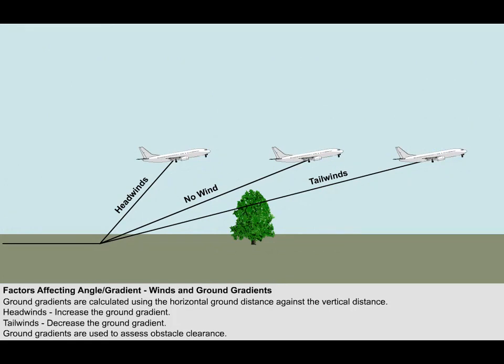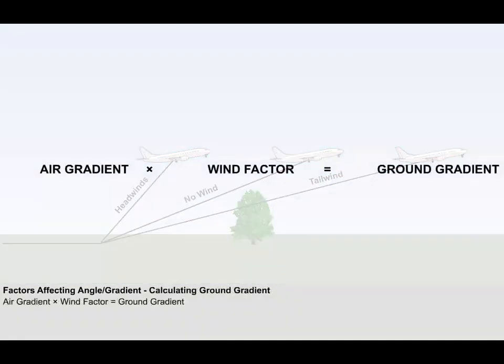When making calculations to assess obstacle clearance performance, the climb gradient must be adjusted to take into account the effect of the wind. If we wish to manually correct the gradient for the effect of wind, the air gradient must be multiplied by a wind factor to obtain the ground gradient.